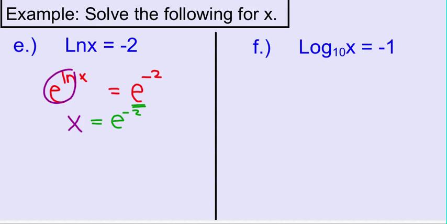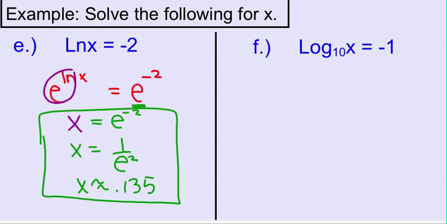Now again, you can use your calculator. If you want to rewrite this as x equals 1 over e squared, you could do so. So 1 divided by e squared is approximately 0.135, or in exact form, just leave it as x equals e to the negative 2, or x equals 1 over e squared. So any of those answers are acceptable.